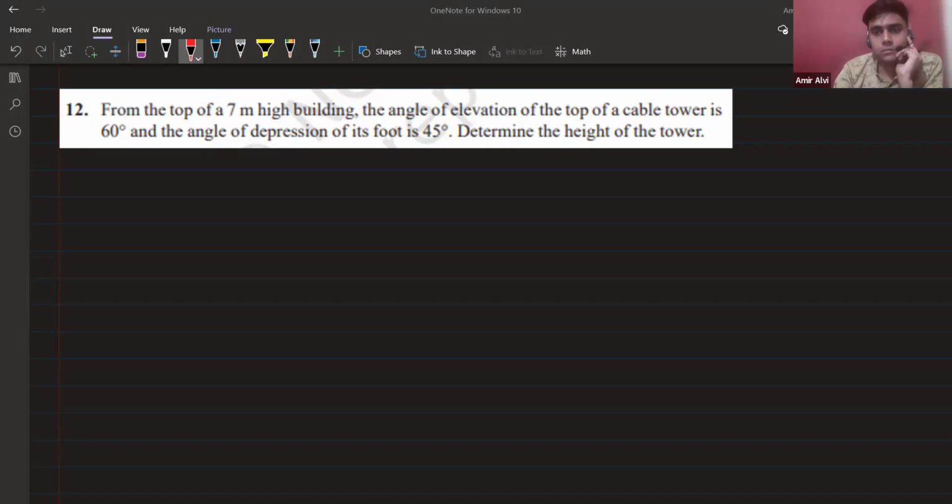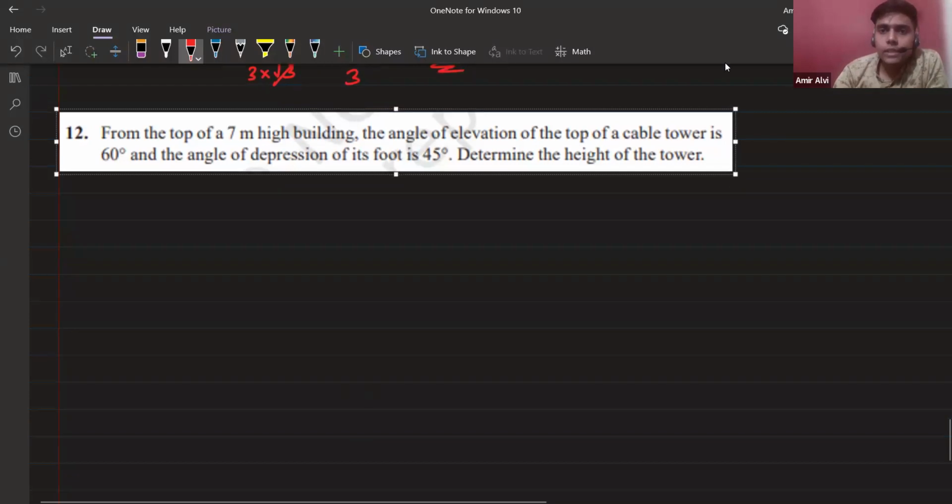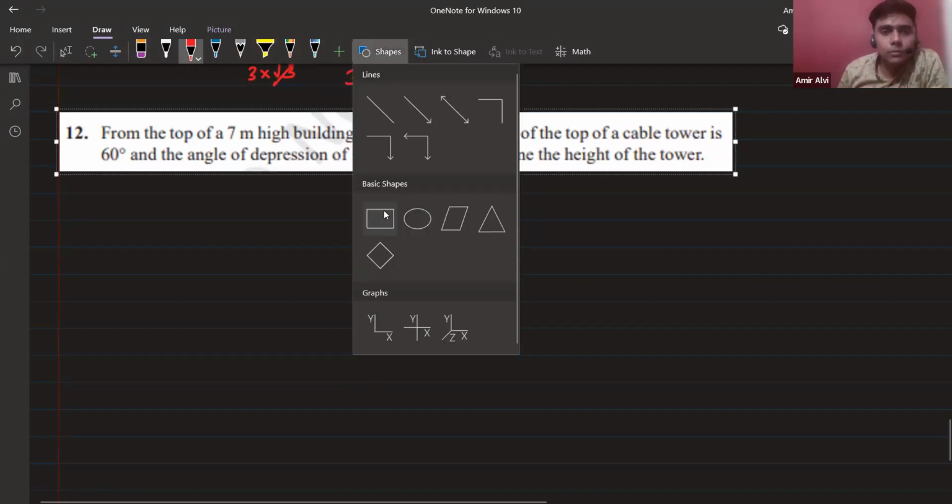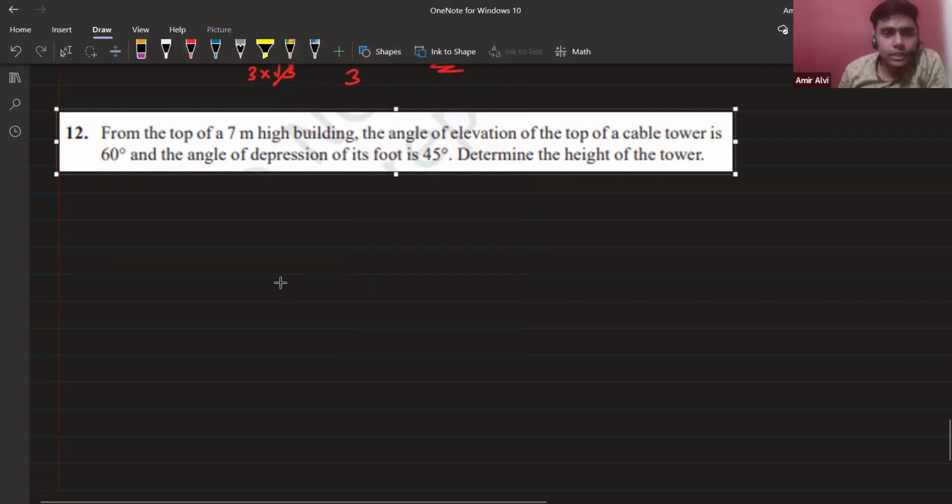Sir, I think I got the figure. Okay, you can switch on your back camera and let me know. Sir, I'm on a laptop. Okay, no issues. How many of you have got the figure? You draw a right triangle, and then 60 degrees, and from up 45 degrees. So basically, two things are given. We are standing at the top of a building, from the top of a 7-meter high building. Everybody, yes or no? Yes, sir. It's a kind of this thing.